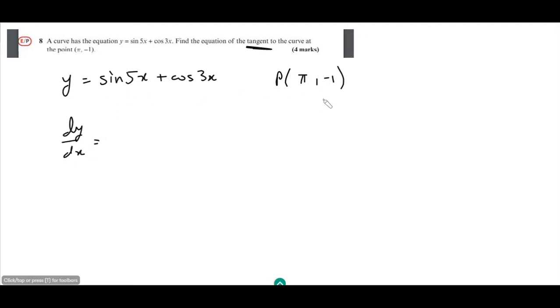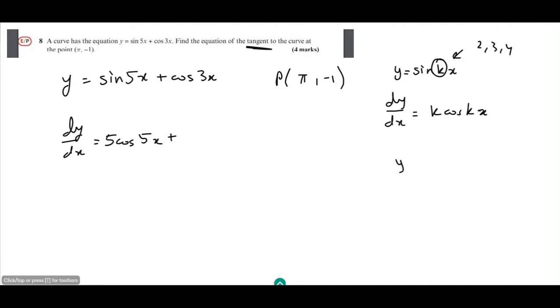Okay, you know that if you're given something in the form sine of kx, the derivative of that is k cos kx, where k can be some number. Okay, so for example, think about 2, 3, 4. k can take on any number, and so the derivative will be k cos kx. So this means that if I have sine 5x, then the derivative of that is 5 cos 5x.